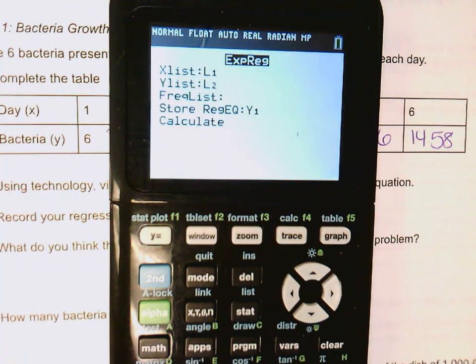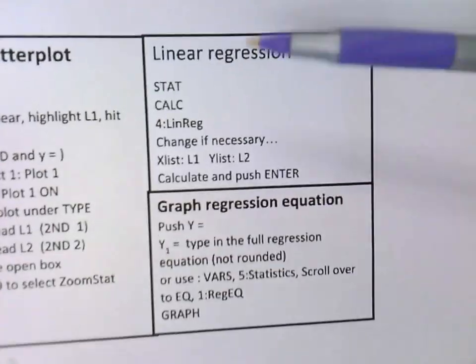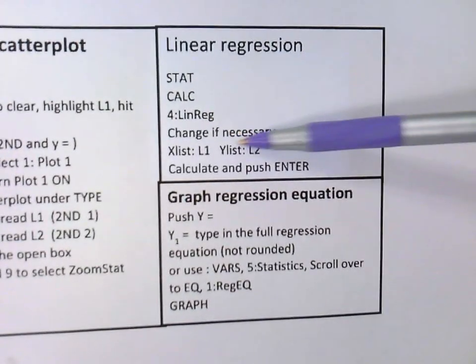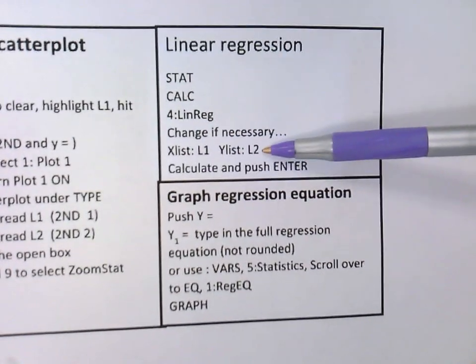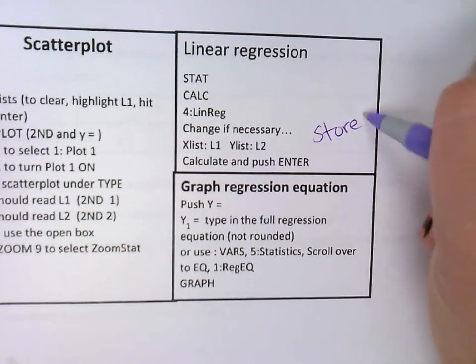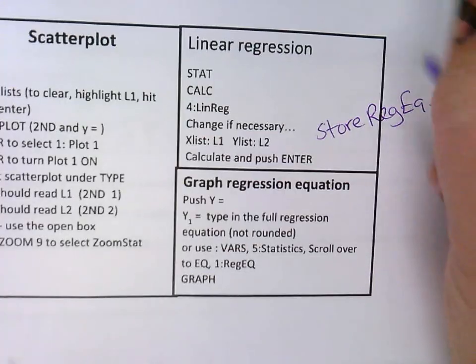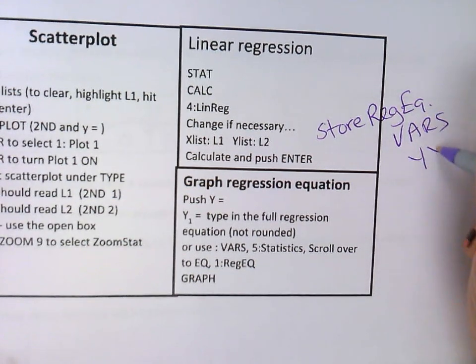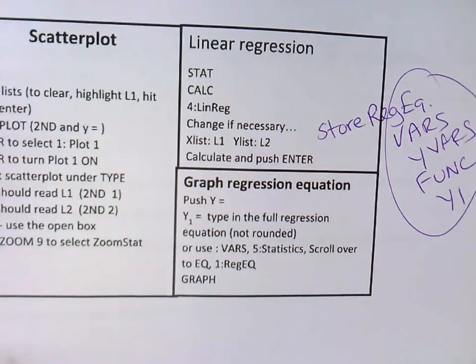So that is in your notebook right around where that 003 was, I think. This is the paper that I'm referring to. So stat, calculate, linear regression or change if necessary. List 1, list 2, and then I wrote calculate, push enter. So you might want to just add on that paper to store the regression equation, vars, y vars, function y1, just so you remember how to put it in there.